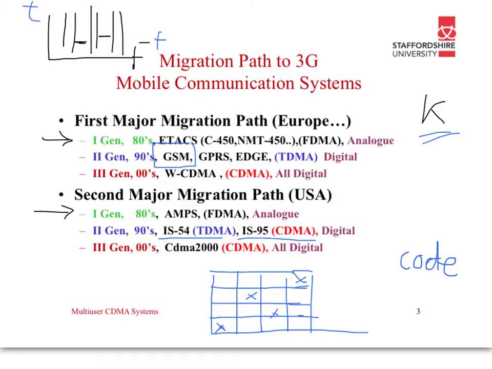Again, in the UK and Europe we had wideband CDMA, and in the US there's CDMA2000. CDMA2000 is backwardly compatible with IS-95, whereas wideband CDMA is backwardly compatible with second generation GSM. I haven't mentioned GPRS, which is General Packet Radio Service, and Enhanced Data rates for GSM Evolution.